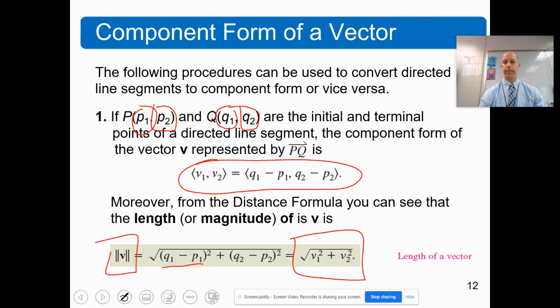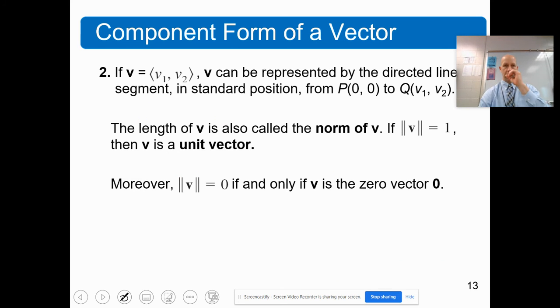So there we go. If v is equal to ⟨v1, v2⟩, it can be represented by a directed line segment in standard form where P is (0, 0) and Q is (v1, v2). The length of v is also called the norm of v. If the magnitude of v is 1, we call it a unit vector.